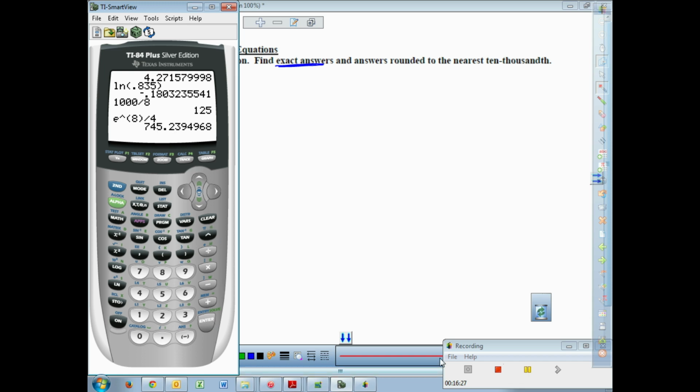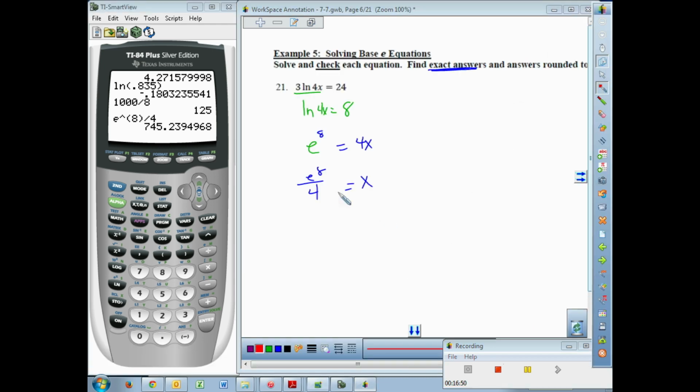Let me look. So let's round that to the nearest 10,000th, and x would be about 745.2395. You with me on that? See how I just kind of kept it on one line? Let's check it. Where do we substitute it back in at?